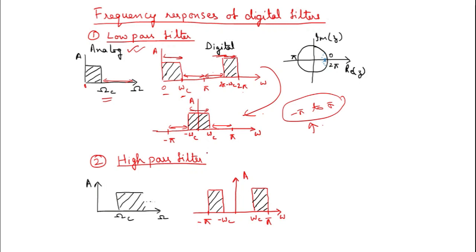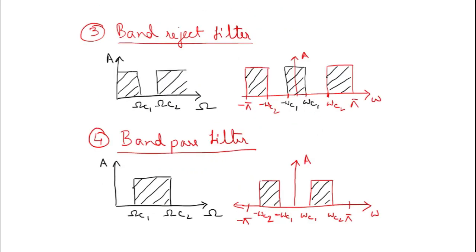Similarly, if you look into the high pass filter, the frequency components in the digital filter would be minus pi to minus omega c and then minus omega c to omega c the stop band, and then omega c to pi the pass band again. Then similarly in the band reject filter we will be having this kind of characteristics, and in the band pass filter we will be having this kind of characteristics. Now understanding these frequency characteristics is very important when we go for filter designing. So please keep this in mind.